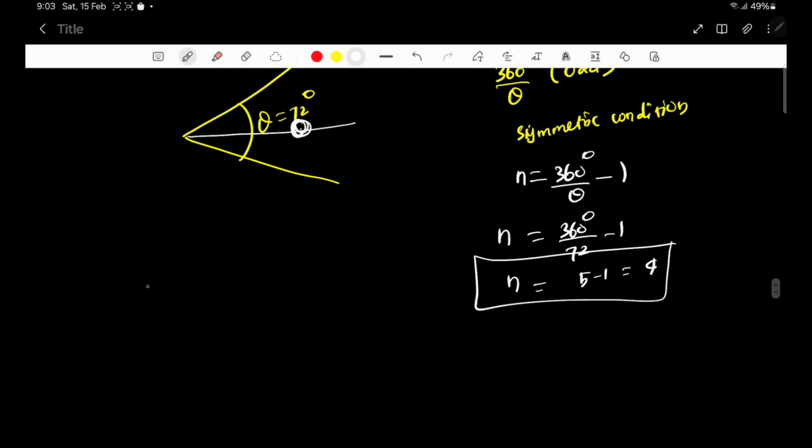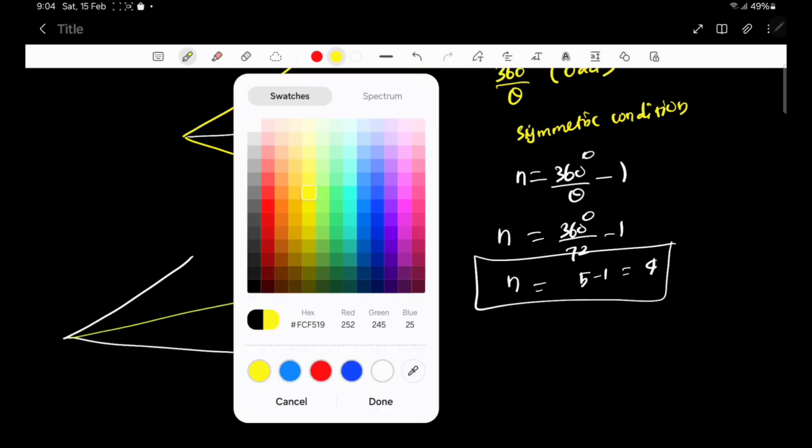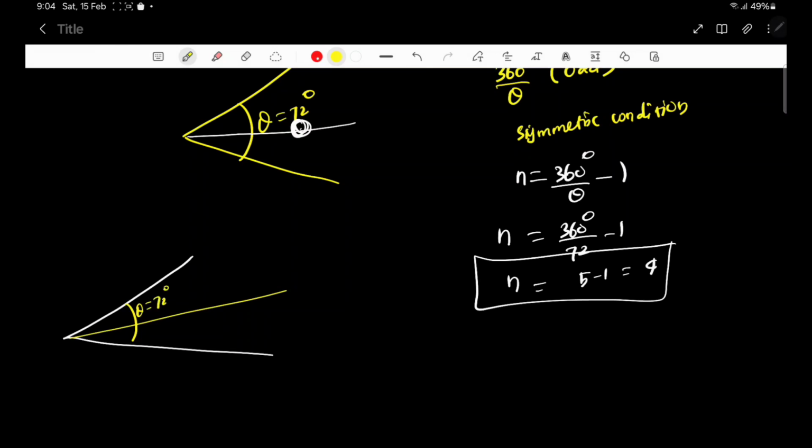But if the objects are not placed symmetrically, let's imagine the angle is theta, 72, but the object is not placed exactly on the angle bisector, it is placed like this. You can very clearly see that here the object is not placed on the angle bisector. So if the objects are placed asymmetrically like this, then the number of images formed can be calculated simply by using the formula 360 by theta. So you will be getting 360 by 72, which is 5. So the total number of images formed is 5.